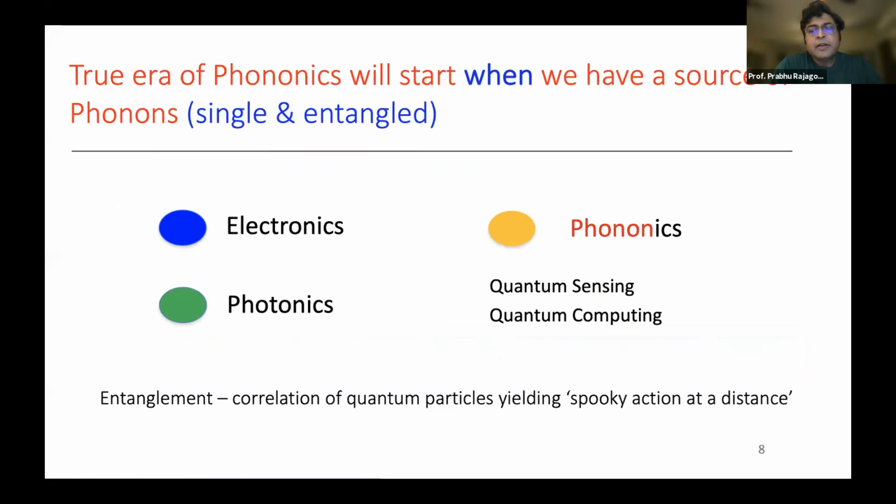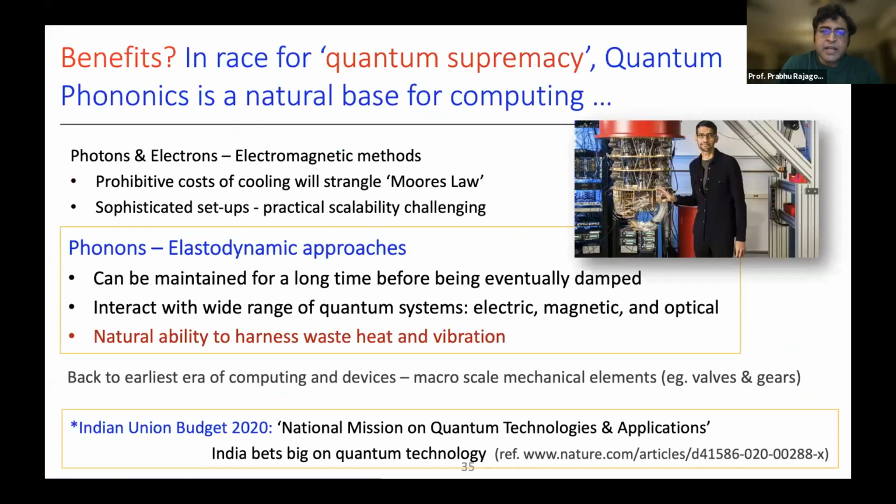That also brings us to the point that a true era of phononics perhaps will not start until we have a source of phonons, just like we have sources of electrons and photons for electronics and photonics. And this work could be attractive for quantum computing because phonons, because they are heat and sound, can actually leverage waste heat, waste vibrations, and perhaps run in parallel to electromagnetic approach computing. And this could actually help us to deal with the Moore's law effect.